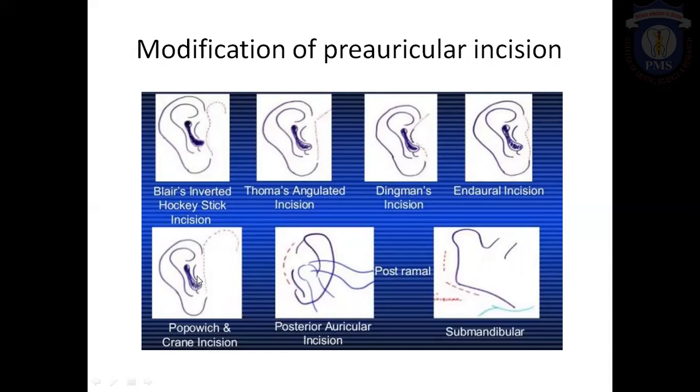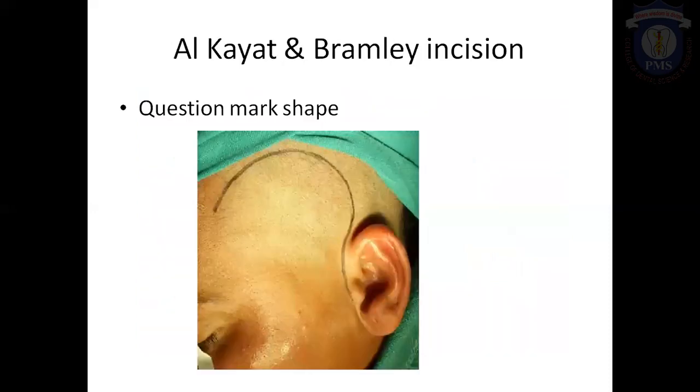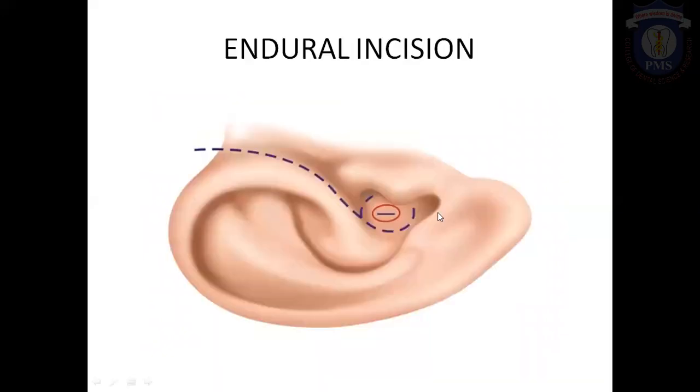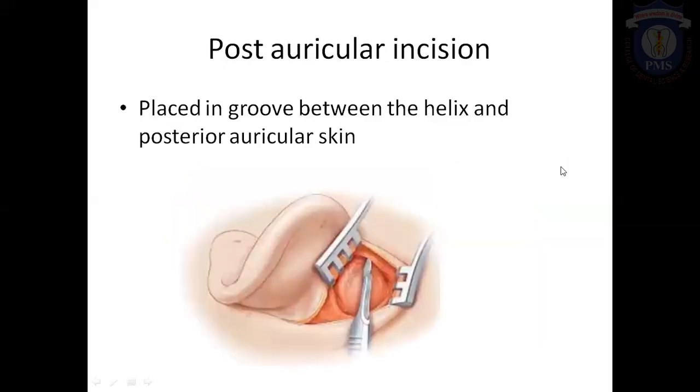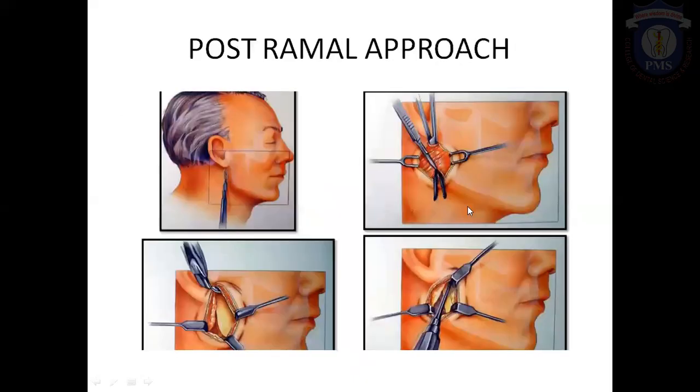Then Popowich and Crane incision, posterior auricular incision, and submandibular incision. These are all modifications of pre-auricular incision. And this is also a modification of pre-auricular incision. This is Al-Kayat-Bramley incision. This is a question mark shaped incision. This is the endaural incision. Next is post-auricular incision, that is behind the auricle. This is the post-ramal incision.